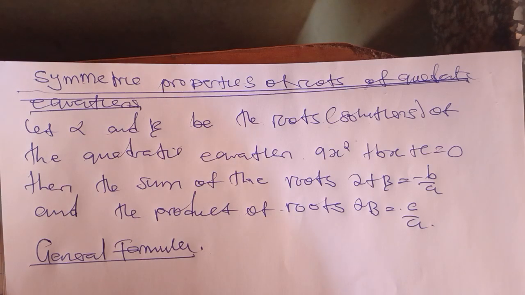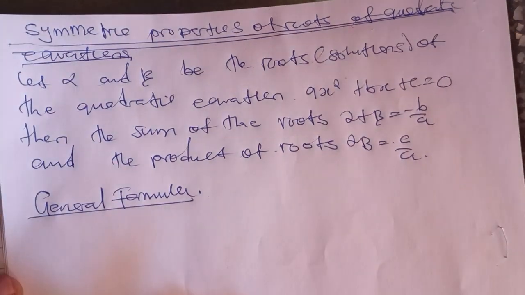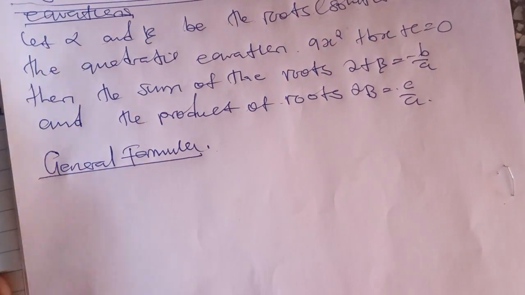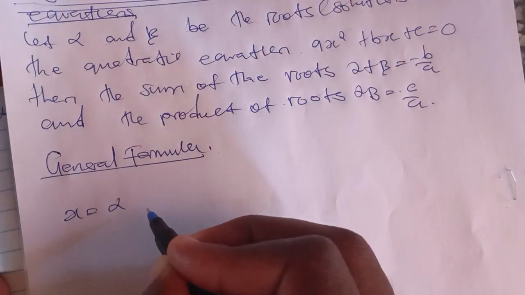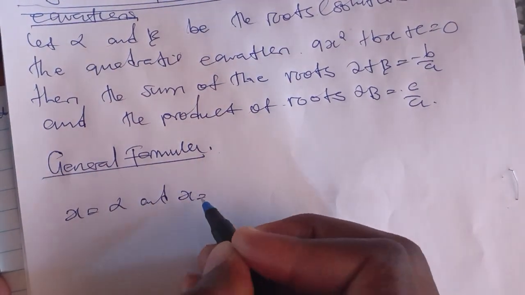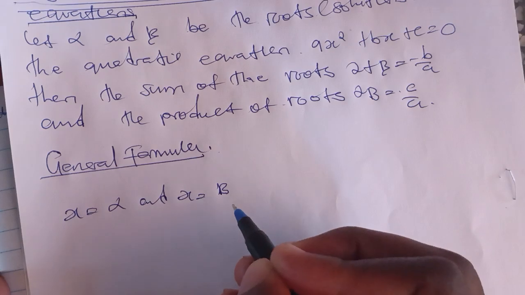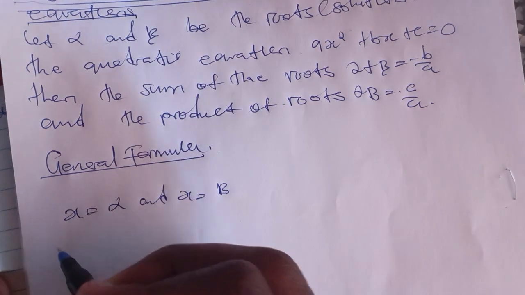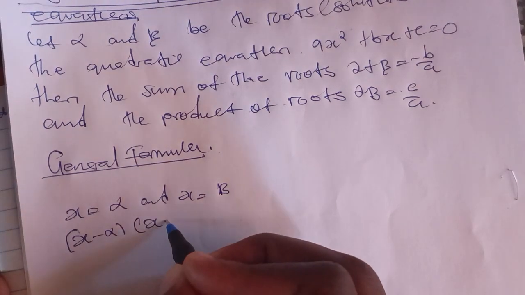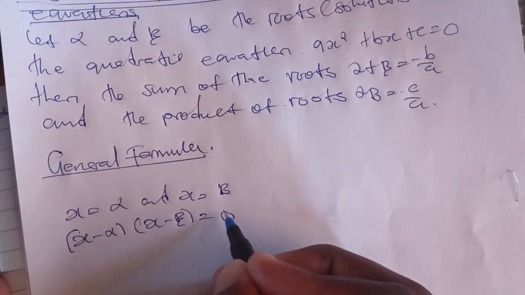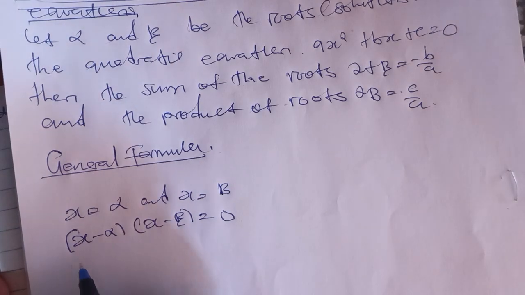So now let's look at the general formula whereby we understand how to come up with an equation when we have the roots given. So let's take for instance we say x is equal to alpha as a solution and x is equal to beta as a solution. So if we want to come up with a quadratic equation, we say x minus alpha and x minus beta should be equal to 0. Okay, then we expand this one.